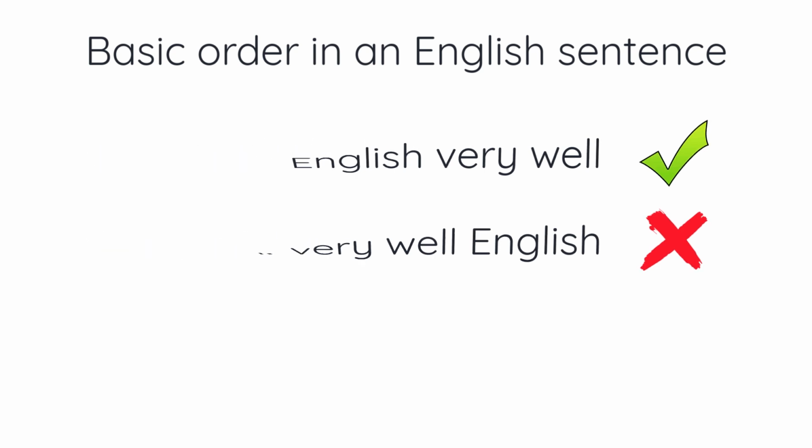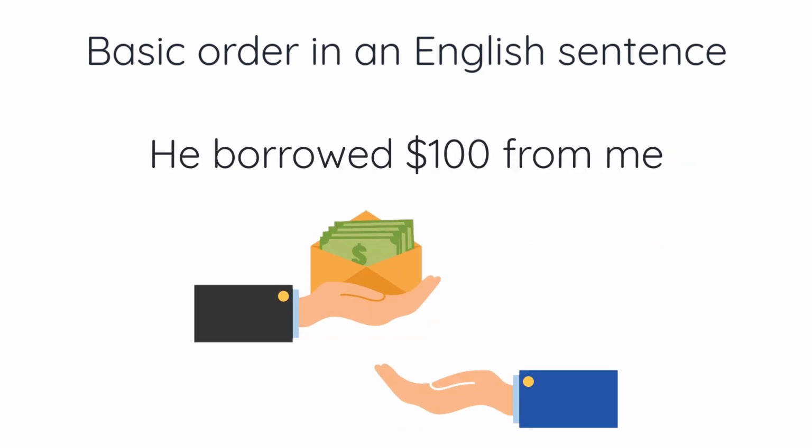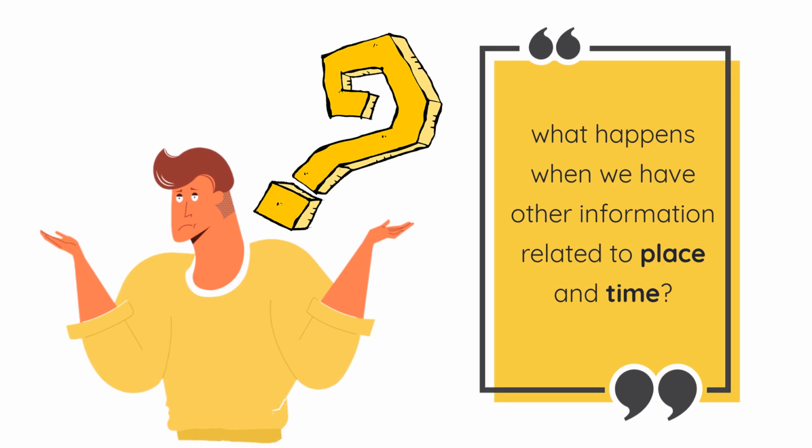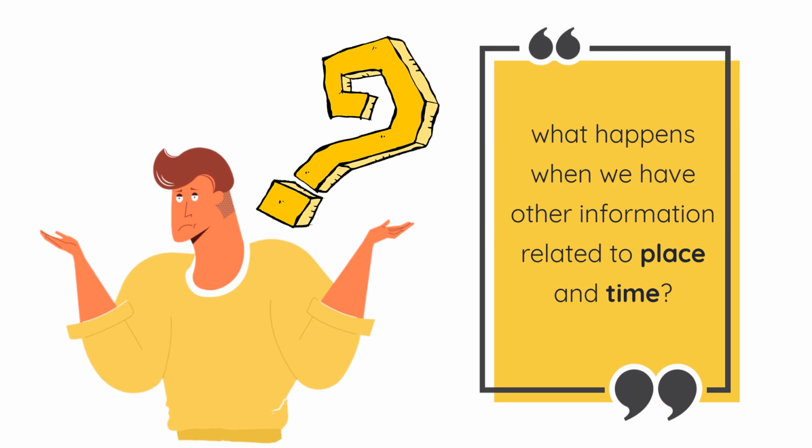Let's look at another example. He borrowed $100 from me. He is the subject. Borrowed is the verb. Borrowed what? $100. And then any other information, from me. Okay, that's the review. But what happens when we have other information that we need to communicate that's related to place and time? What do we say first? Is there a pattern? Does it matter?